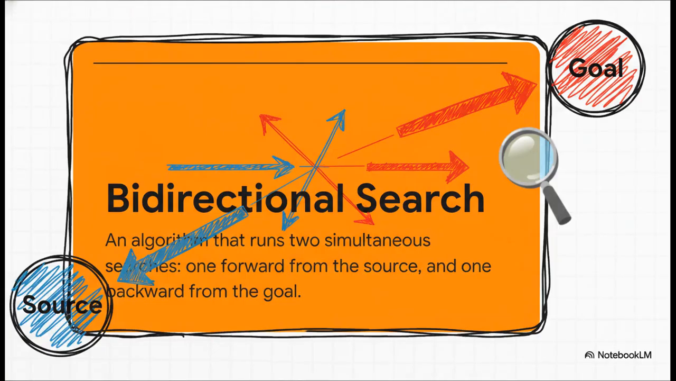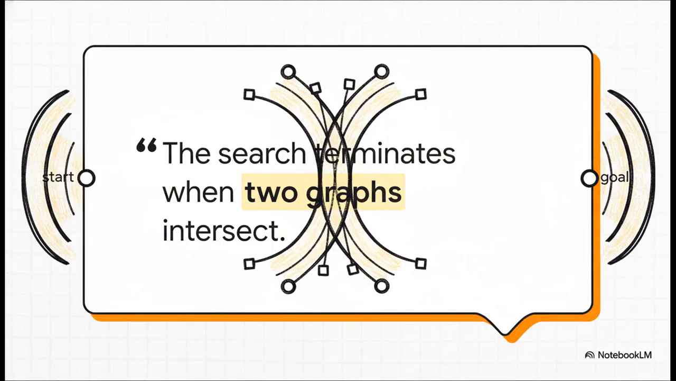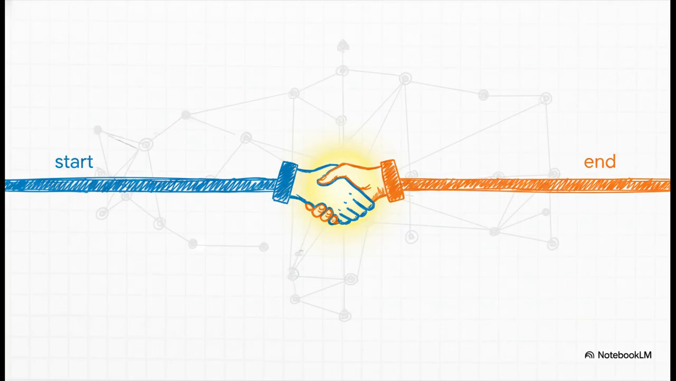So to break it down, bidirectional search is just an algorithm that runs two searches at the same time. You've got one search starting from the source, moving forward, and another search starting from the goal, moving backward. And here is the absolutely genius part. When does it stop? You don't wait for the forward search to find the end. Nope. The second those two little search bubbles touch, the moment they intersect on even a single point, you're done. Game over. That single intersection point is all the proof you need.